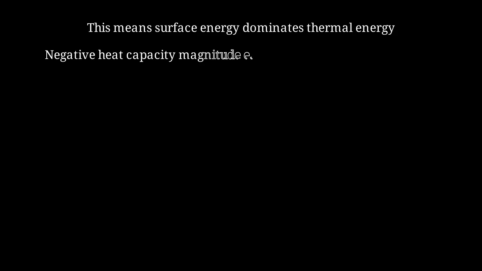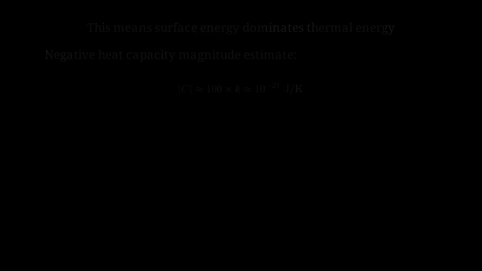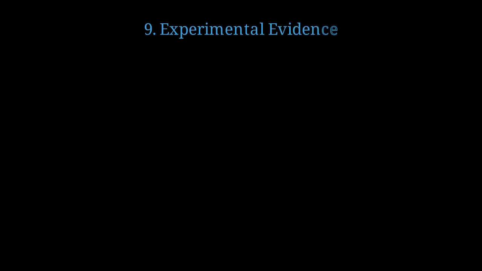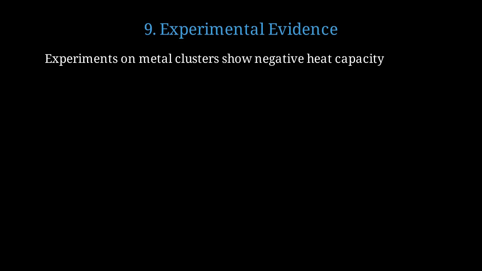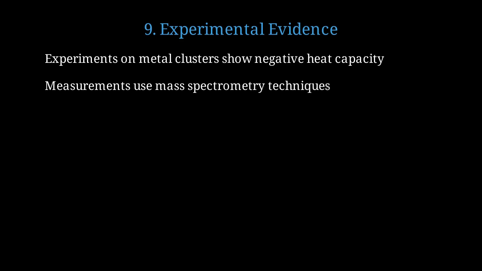We can estimate the magnitude of the negative heat capacity. The absolute value of heat capacity is about 100 times Boltzmann's constant, or 10 to the minus 21 joules per Kelvin. These aren't just theoretical predictions. There's strong experimental evidence for these effects. Experiments on metal clusters, particularly sodium and potassium clusters, have directly measured negative heat capacities. These measurements use sophisticated mass spectrometry techniques to study individual clusters.